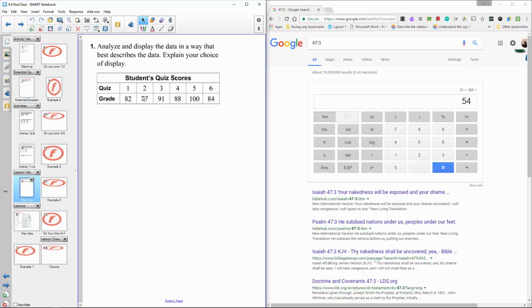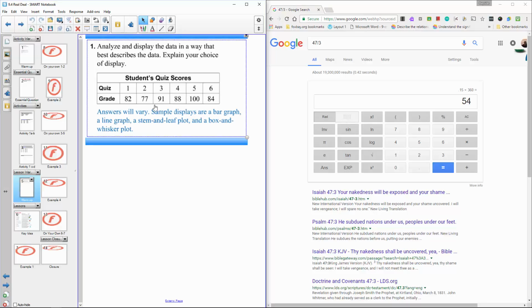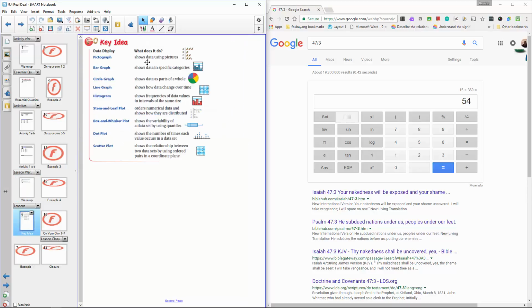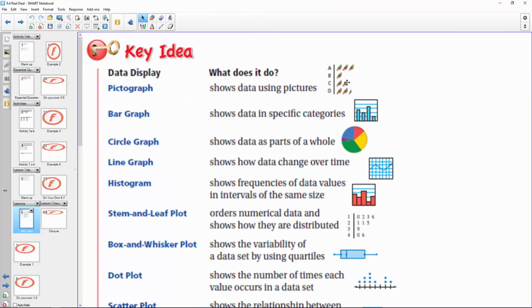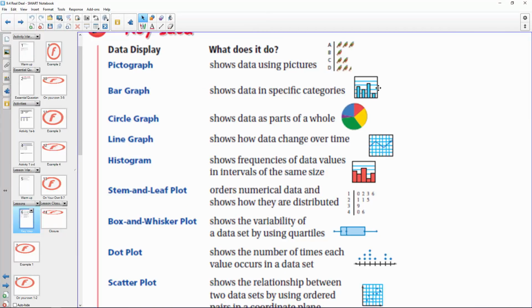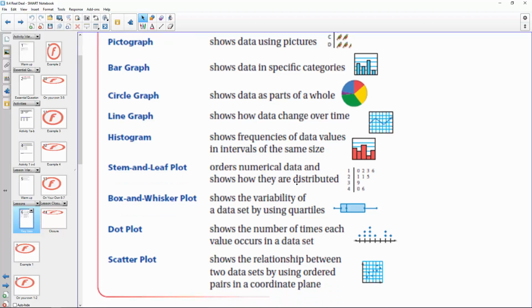I'd take quiz 1, quiz 2, so I could accurately display the data that's going on here. You can also do a stem and leaf, box and whisker plot. It's really up to you how you do it. Here are the various kinds of graphs. Let's go through these real fast. A pictograph using the pictures, the bar graph, which will do a lot of data, the circle, the line plot that shows change over time, a histogram, stem and leaf plot.